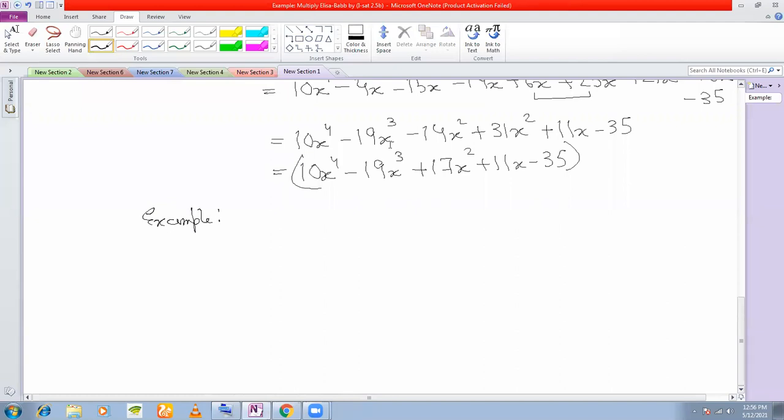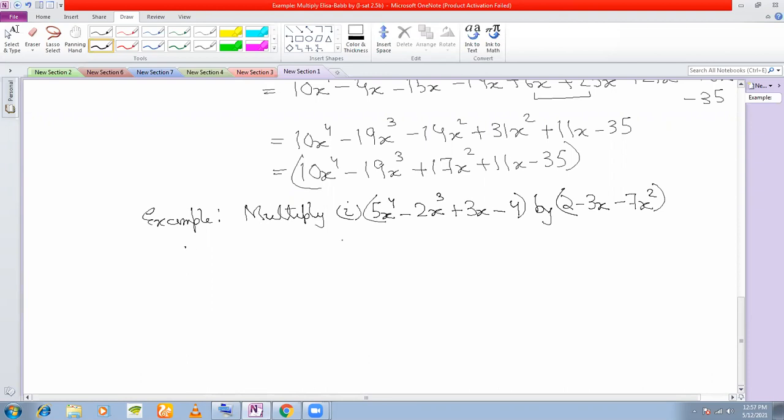Let us see. Let me do two more problems, and then I will proceed to the exercise. Question here is multiply number 1: 5x to the power of 4 minus 2x cube plus 3x minus 4 by 2 minus 3x minus 7x square.